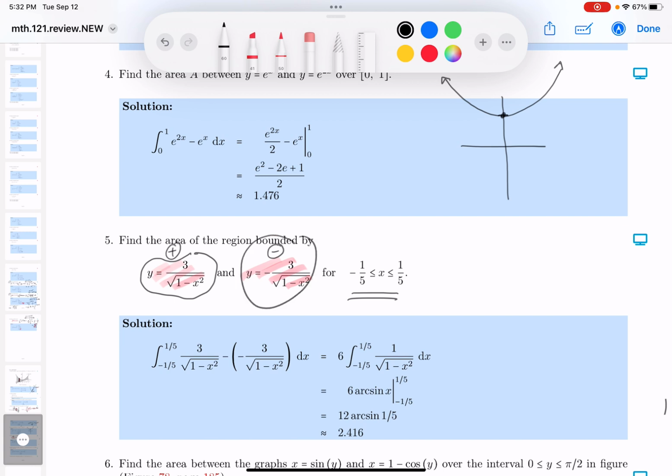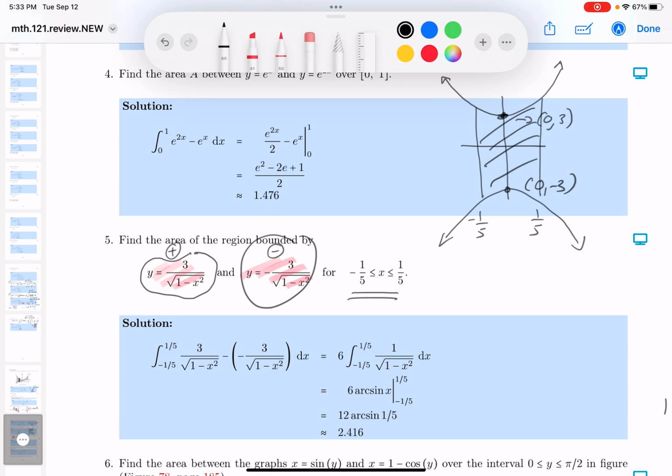What's this guy over here? It's just a reflection about the x-axis, something like this over here. All right, there's my rough picture. And these points over here, pretty easy to do, by the way. That point's going to be 0, 3. This point over here is going to be 0, minus 3. And what are we doing? We're doing a region of it. And this is the region we're doing between symmetric limits, between minus 1/5 and 1/5. All right? Same thing, representative rectangle.